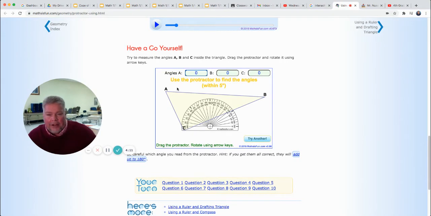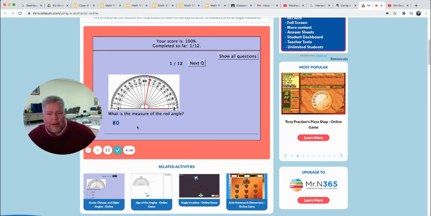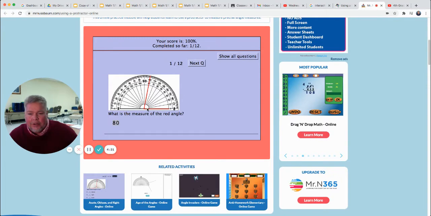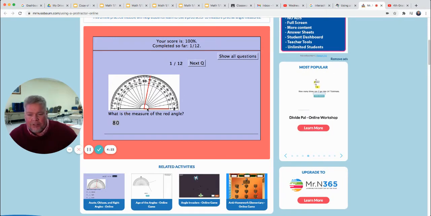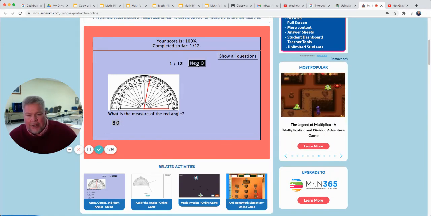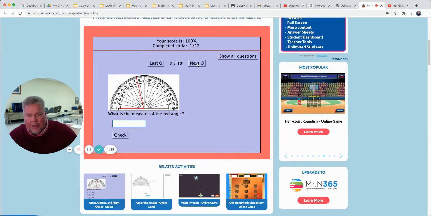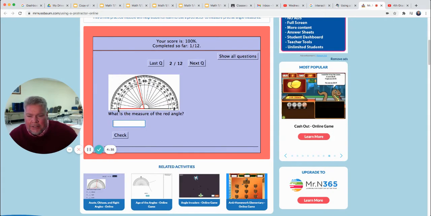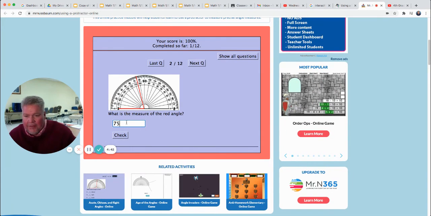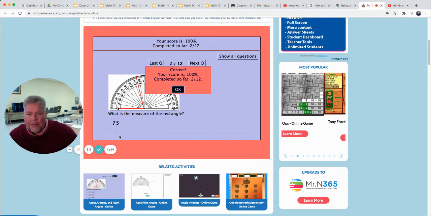The other link that I'll have on your slides after my video is to Mr. Nussbaum's practicing measuring the angle. It has the angle already drawn and just has a protractor sitting here. On this one, all you have to do is type in the measure of the angle. I already typed in that one. So it's 80 degrees. Then you click next Q for next question, and it'll give you a different one. It looks like it's between 70 and 80, so I'm going to say 75. Then you check it. Got it right.